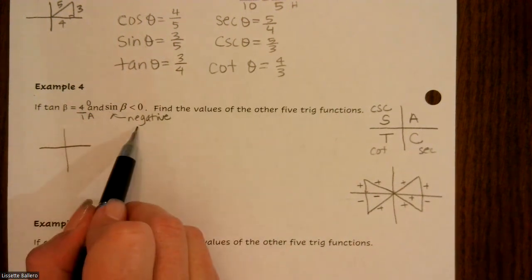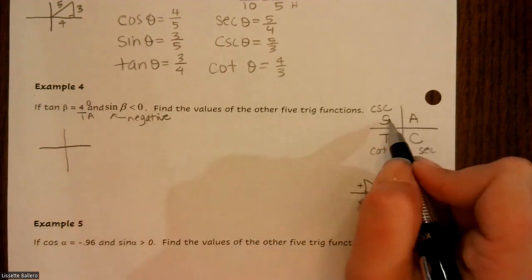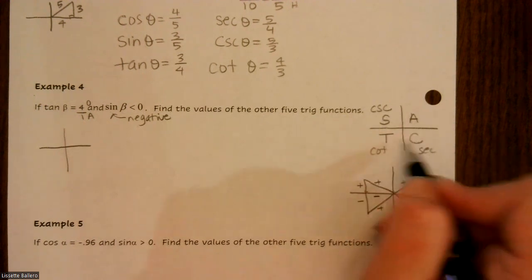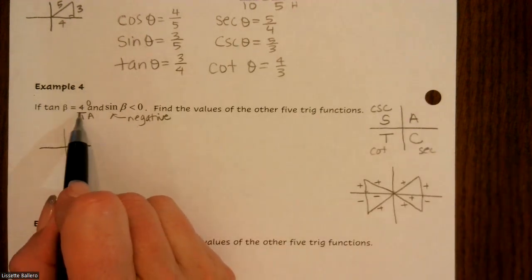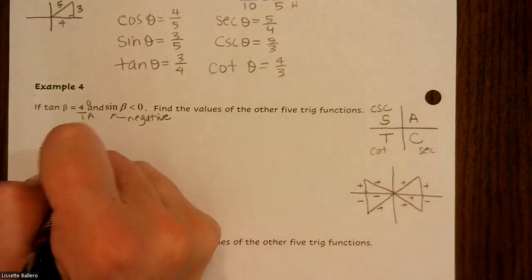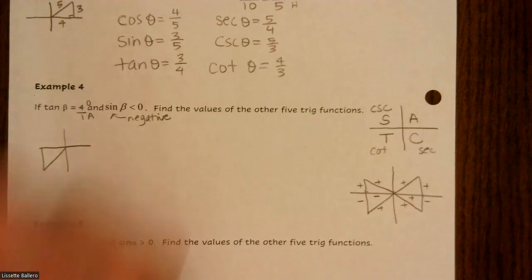It says the sine is negative. So that's going to take out both of these, because that's where sine is positive and that's where they're all positive. It has to be one of these two. Now, the tangent value that they gave us is positive. That means that this is the correct quadrant right here, quadrant 3. So we're going to have that triangle drawn.